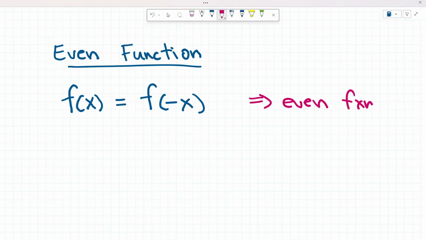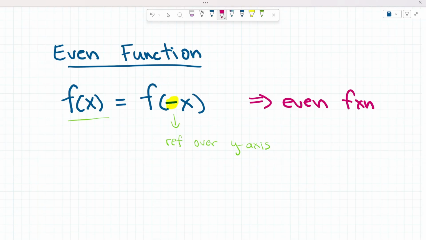If we think back to our transformation videos, what's actually going on here? We see that we have a negative within the brackets of x. So we can think of this as a horizontal reflection, a reflection over the y-axis. In this case, we're basically saying that a function is even if you reflect it over the y-axis and it ends up being the same as the original.